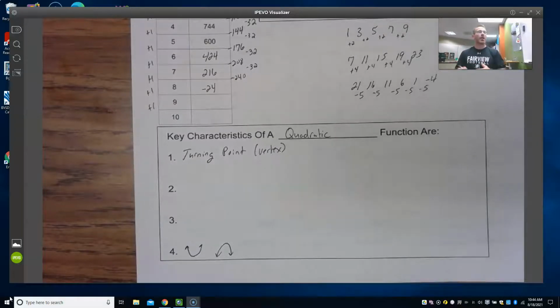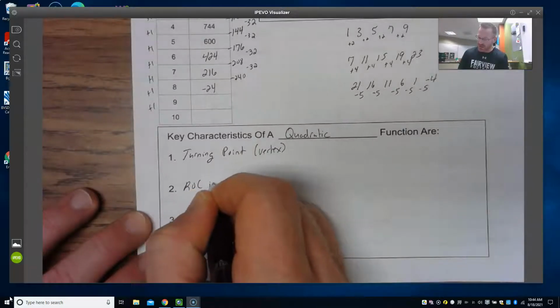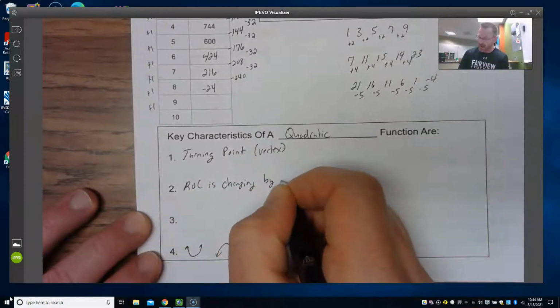And so that's one of the characteristics that it has in common with absolute values. They both have turning points. So it's going to go down and then up, or up and then down. And what's different is how it goes up and then down. So 2, the rate of change is changing by a constant value.